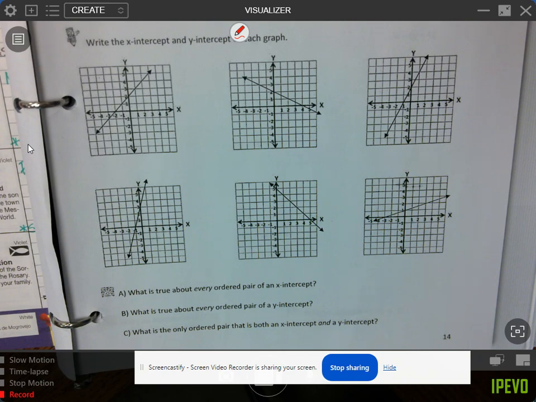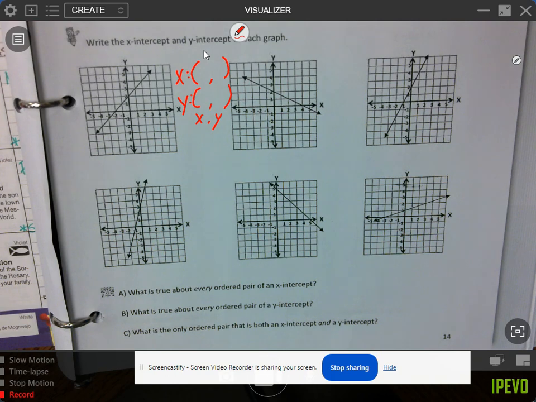So let's look at our first graph. Just like when we did domains and ranges, with the domain and range, we did domain, we did range, and you had to list it. So with our x and y intercept, you're going to give me the x-intercept and the y-intercept. Remember, ordered pairs should be in parentheses with a comma in between them. Always remembering the x comes first, the y comes second. Always, always, always.